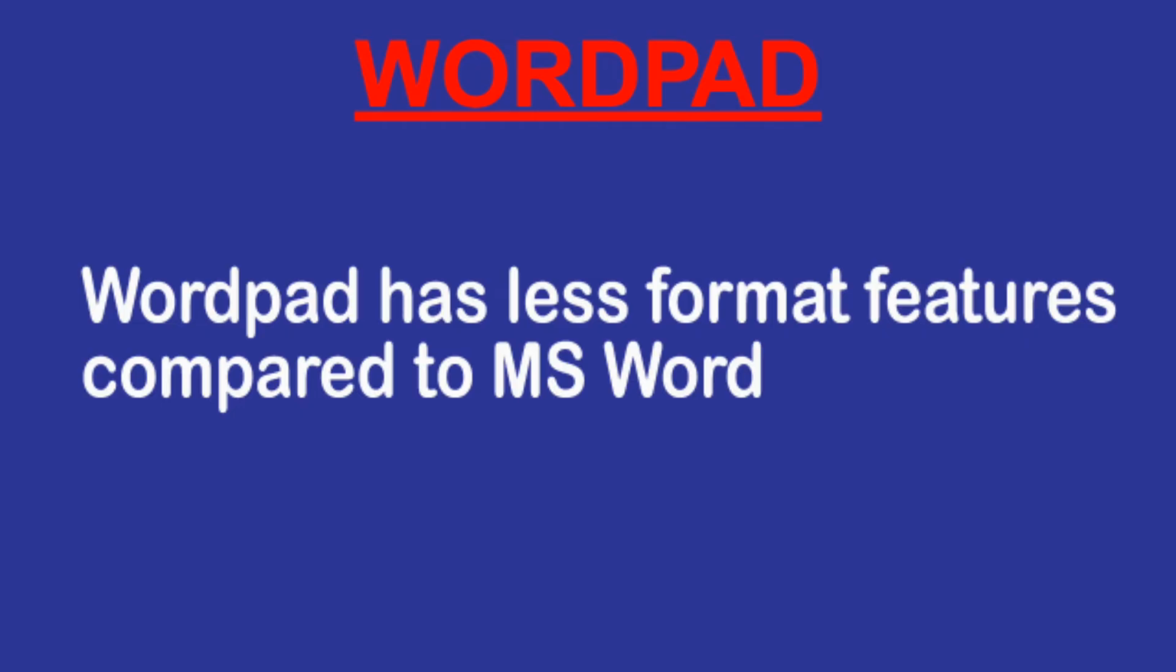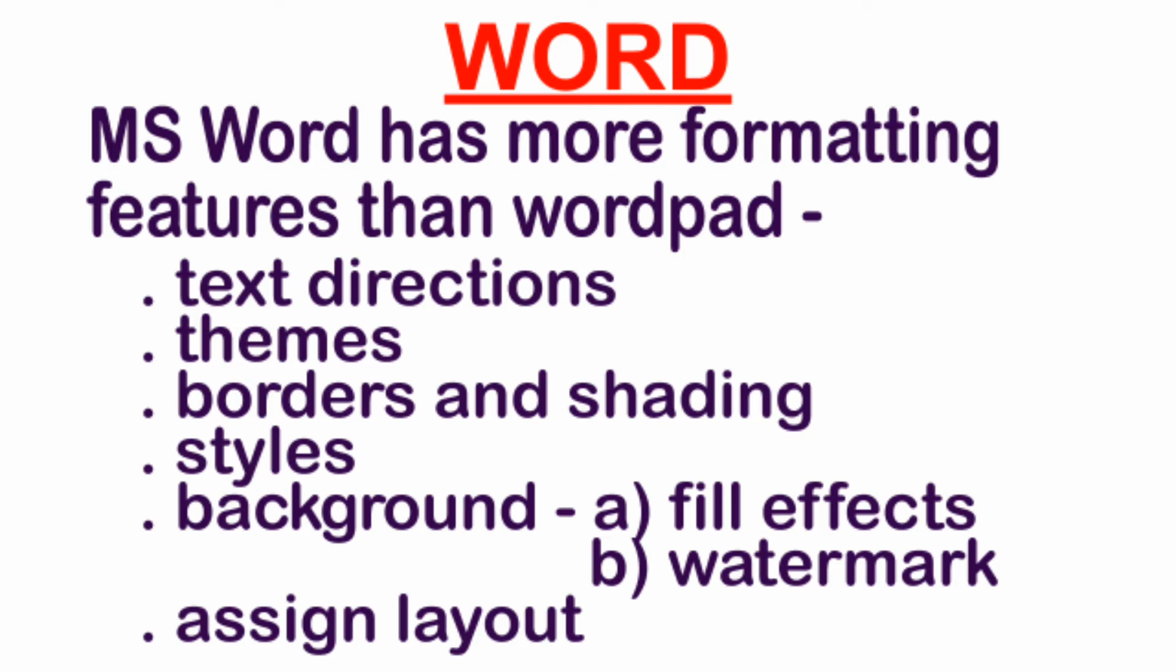Difference number 9. Wordpad. Wordpad has less format features compared to MS Word. MS Word. MS Word has more formatting features than Wordpad. They are text directions, themes, borders and shading, styles, background, fill effects, watermark, page layout.